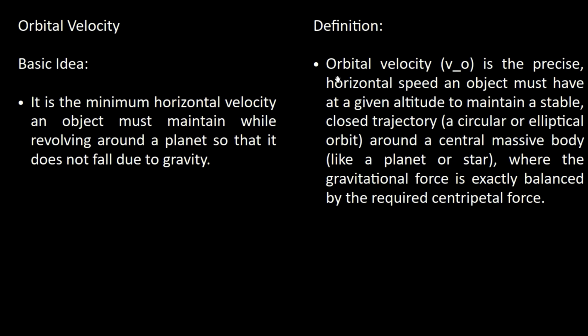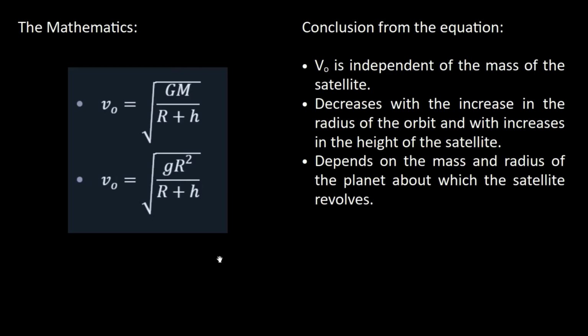So the official definition is: orbital velocity is the precise horizontal speed an object must have at a given altitude to maintain a stable closed trajectory, a circular or elliptical orbit around a central massive body, where the gravitational force is exactly balanced by the required centripetal force. So mathematically, it would turn out to be this. H is the height, R is the radius of the planet. Anyways, we'll be talking about this now.